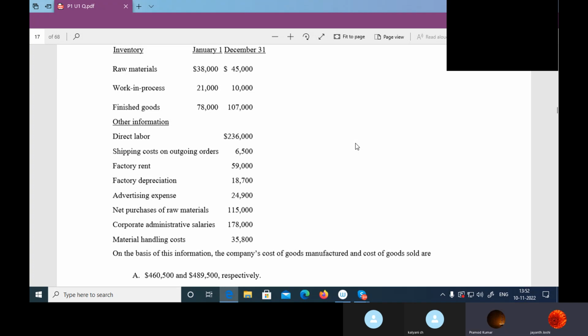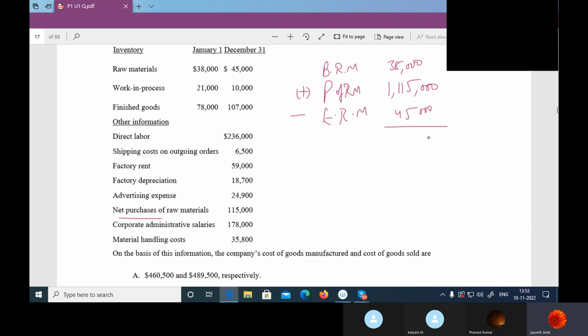So I'm going for the COGM first. Beginning raw materials is 38,000. Add purchase of raw materials, 1 lakh. For purchase of raw material, you should check whether there are returns or not. No returns, so they already give a net purchase of raw materials. Minus ending raw material, 45,000. So the net you get is 1,08,000.